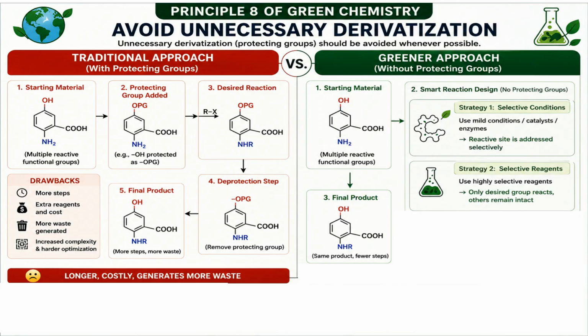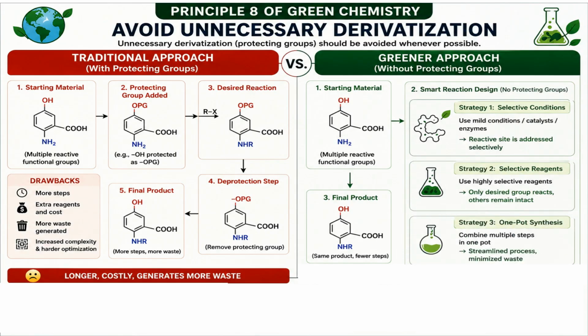For example, using mild conditions or reagents that do not affect sensitive moieties can allow for direct transformations. Designing one-pot reactions that combine multiple steps into a single process can reduce the need for protecting groups and minimize waste. This approach streamlines the synthesis and can improve overall efficiency. We obtain the same desired product, but with fewer steps and higher efficiency.